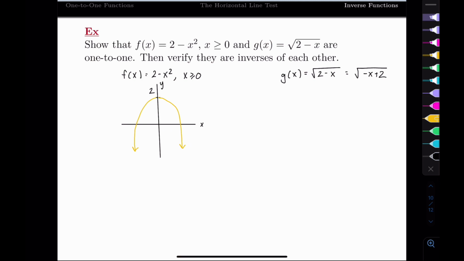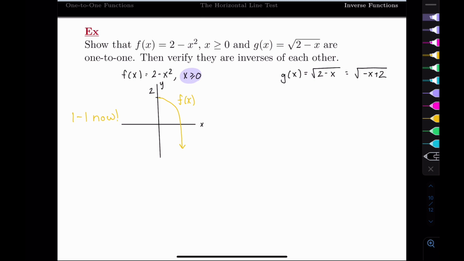But because we have this domain restriction that our x has to be greater than or equal to 0, we get to completely ignore everything on this half of the graph. So really that piece is completely gone. So as a result, this function does pass the horizontal line test, and this is 1-to-1 now.